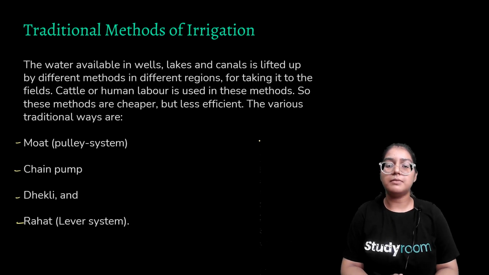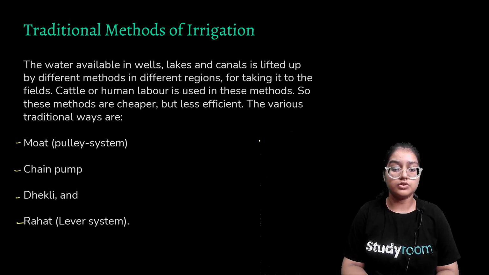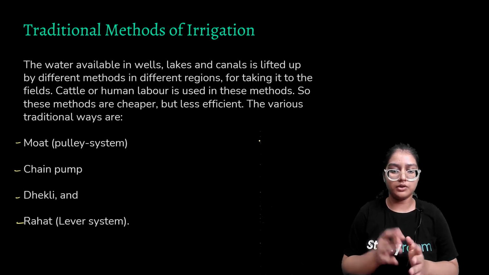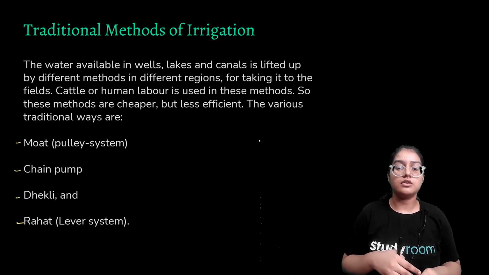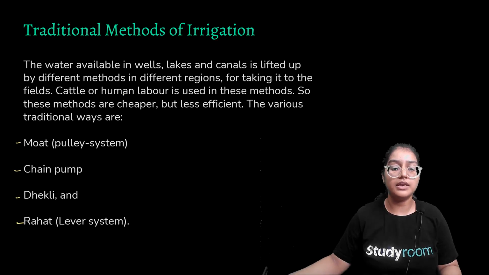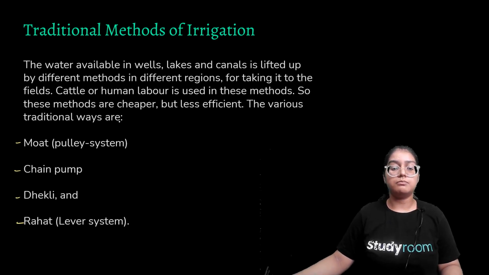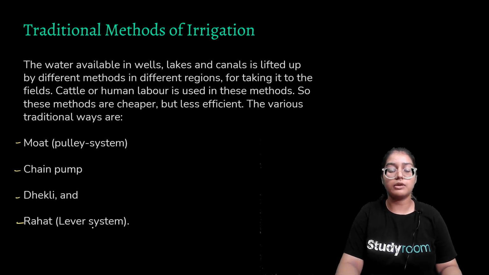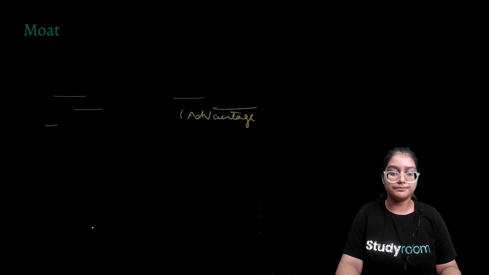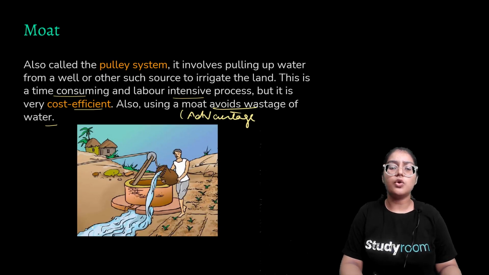Now there are different methods of irrigation. There are modern methods and there are old methods. So in this particular slide, we'll be talking about different traditional methods of irrigation. Traditional methods of irrigation involve cattle or human labor, compared to the machinery methods, but they're cheap and less efficient. So traditional methods are moat, pulley system, chain pump, dhekli, and rahat, which is the lever system. So we'll be talking about these four systems one by one. What is a moat? Also called a pulley system.